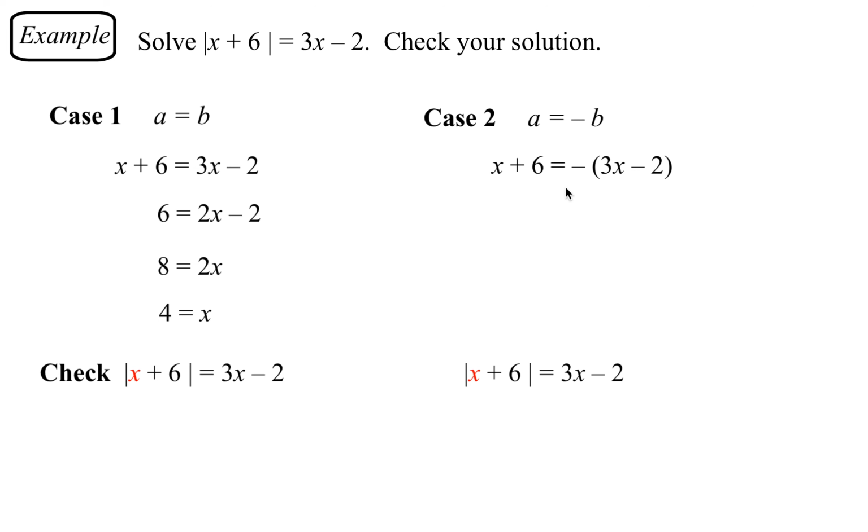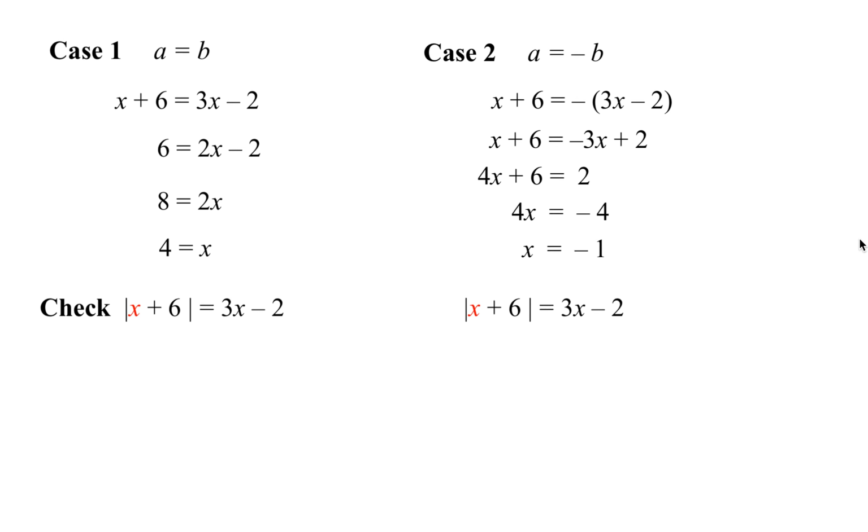On the right-hand side, we're going to set this equal to the opposite of the right-hand side. So make sure you distribute that negative all the way through your parentheses. We get negative 3x plus 2. And then solving for x by getting our like terms together, we get x equals negative 1.